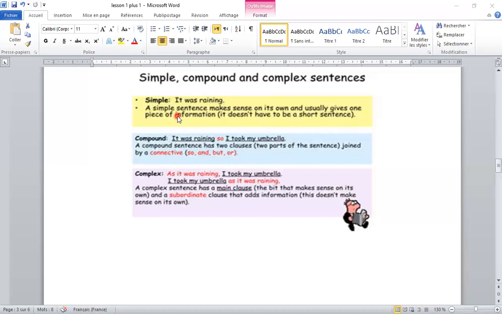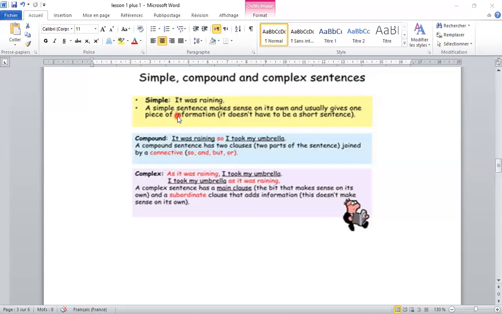It is not a short sentence. It is in between. It could be short. It could be long. But the main idea is there is one subject, which is it, verb, and object. And it gives one piece of information. So the main idea for simple sentences is that they give one piece of information. It doesn't give us two pieces of information. So it was raining. It tells us that it was raining in the past. Okay, one piece of information. So this is an example of a simple sentence.